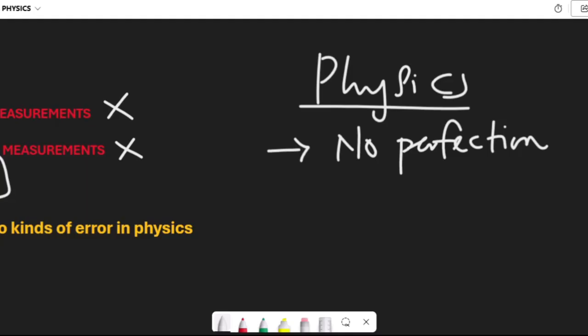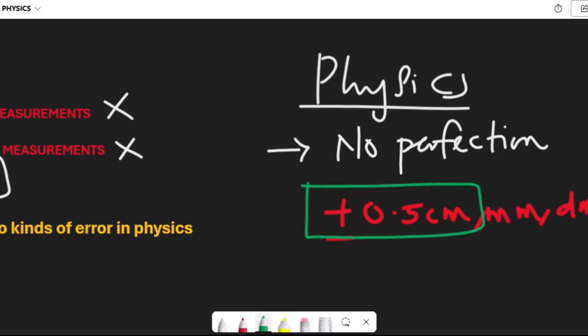So that is why you see in physics, anytime they give a measurement, they usually add plus or minus 0.5, either centimeter or millimeter or decimeter. Why? Because they don't believe in the perfection of the instrument. That is why error in physics is very important.